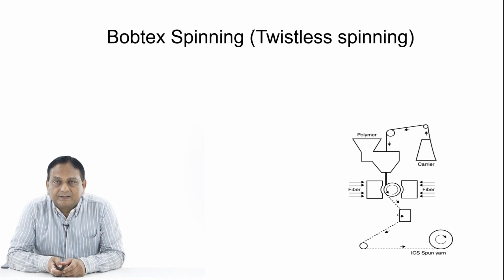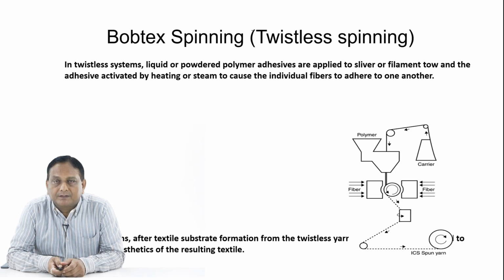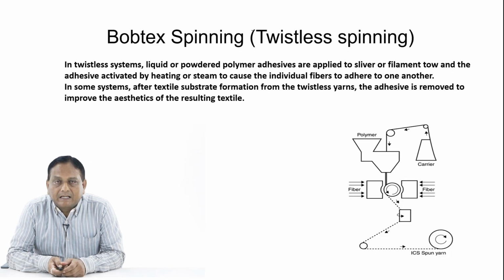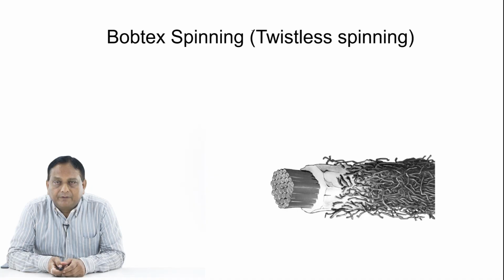Now this is also called twistless spinning, and the path of the spinning is shown here. In the twistless system, liquid or powder polymer adhesives are applied to the sliver or filament, and the adhesive is activated by heating or steam to cause the individual fibers to adhere to one another. In some systems, after textile substrate formation from the twistless yarn, the adhesive is removed to improve the aesthetics of the resulting textiles. Adhesives used include polyvinyl acetate, polyvinyl alcohol and starch. So these are the different characteristics of twistless spinning, and this is the schematic view.